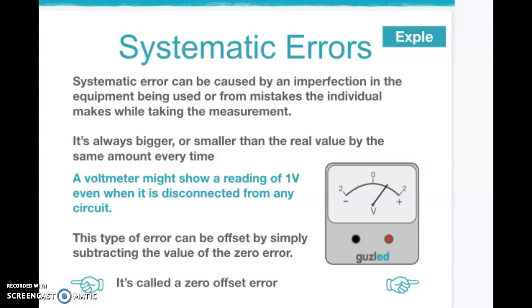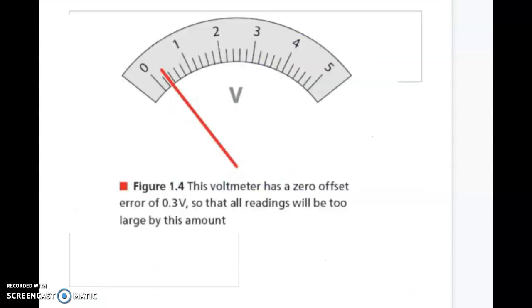One of the most common systematic errors are called zero offset errors. That basically means that you are using an instrument that was not put on zero in the first place. So when you started measuring, it already had a 1 on it. That means that all your readings are going to be +1. As you can see here, this voltmeter has an offset error of about 0.3 volts. So all of your results will look off by that amount.